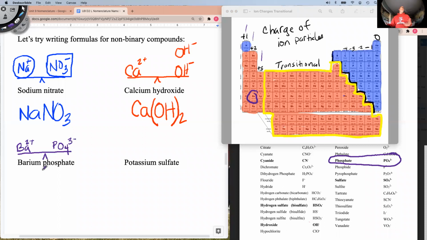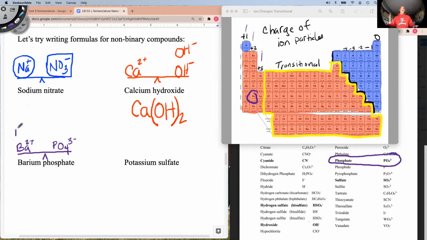So now, how many of each are we going to need? Well, we're going to go back. We have a 3 minus and a 2 plus. I'm sure a lot of you are sitting there going, Mr. P, the common denominator is 6. Yes, but not everybody's going to be doing that. So what you're going to do is, I'll erase this here, you're going to have to add, ladies and gentlemen, bariums and phosphates.